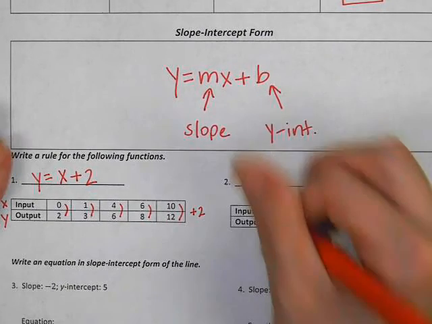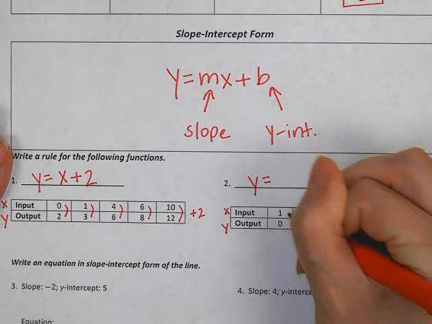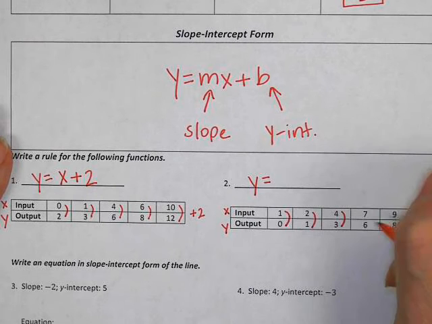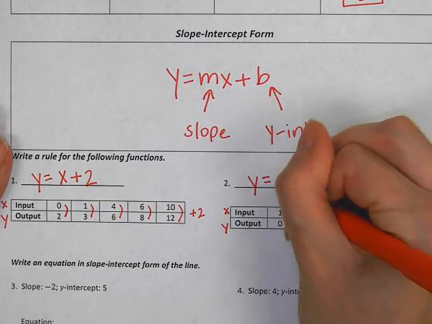Now number 2, y equals, how do you get from x to y? How do you get from 1 to 0, from 2 to 1, from 4 to 3, from 7 to 6, from 9 to 8? Well, you're subtracting 1. So the rule is y equals x minus 1.